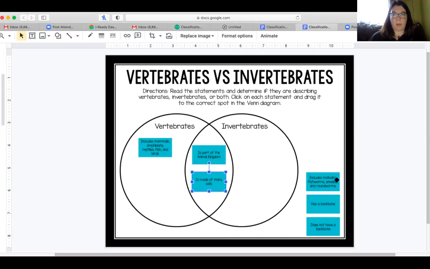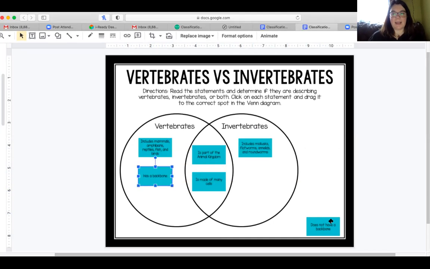Includes mollusks, flatworms, annelids, and roundworms. Those are invertebrates. Has a backbone. Which one has a backbone? Think vertebrate, vertebrae. You have vertebrae on your backbone. Does not have a backbone. Well, those are invertebrates. A squishy snail does not have a backbone.